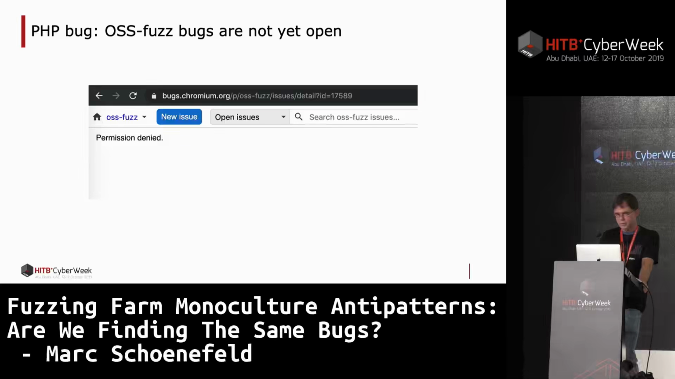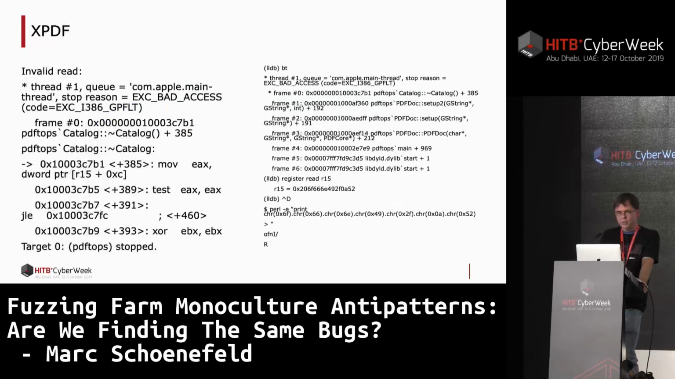Coming to the bugs that are being filed by OSS-Fuzz, they are not open yet, but probably similar to what we reported. Another thing was XPDF. We found an invalid read in the catalog destructor. I think that was made public 2 weeks ago. That was found by the implementation fuzzing, and the root cause is that the catalog destructor destroys data too early, and there's still an access, and then it crashes.